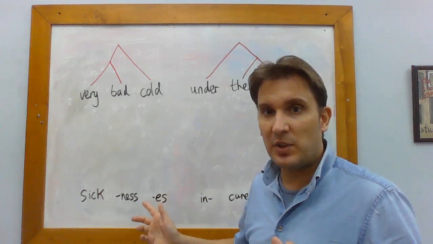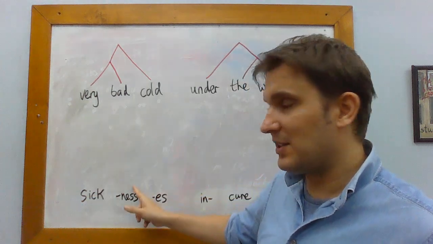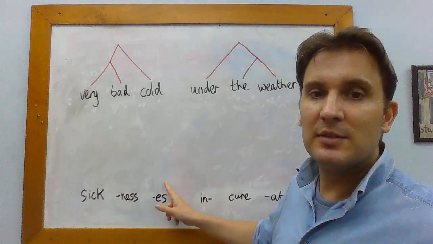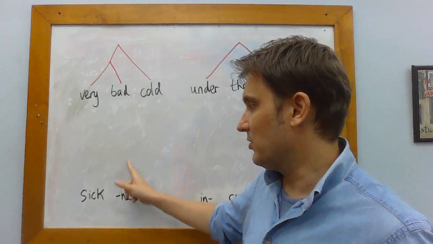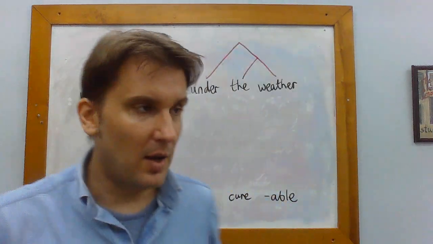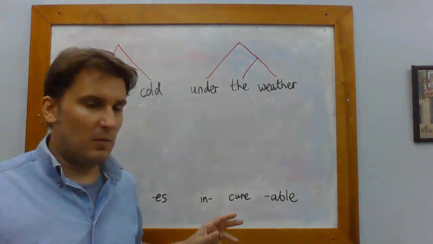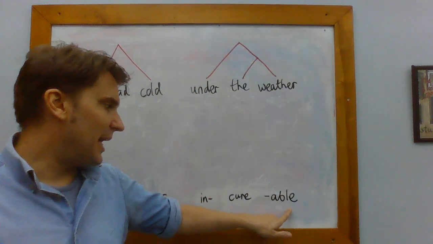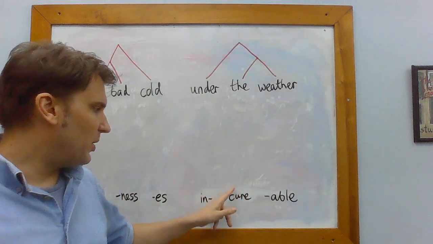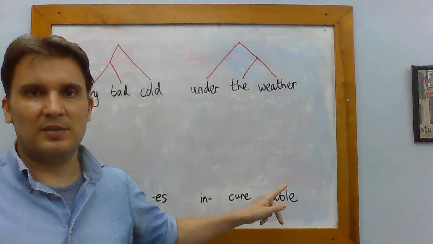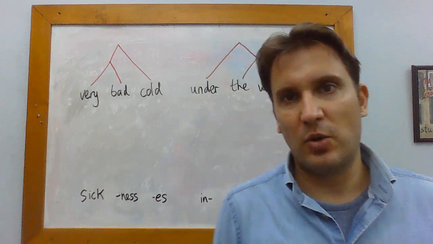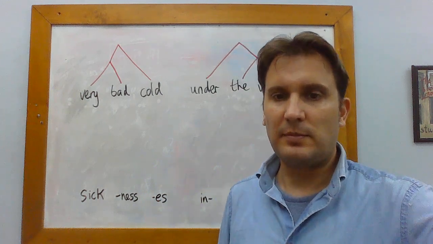When you do sicknesses, what do you think? Do we put sick and ness together first, or do we put ness and s together first? Which one sounds right? Sickness or nesses? Second one, what do you think? So we've got incure and able. Do we put in and cure together first, incure, or do we put cure and able together first, curable? You can think about that. You can try and draw your own tree diagrams.